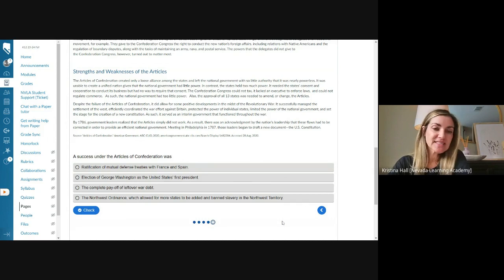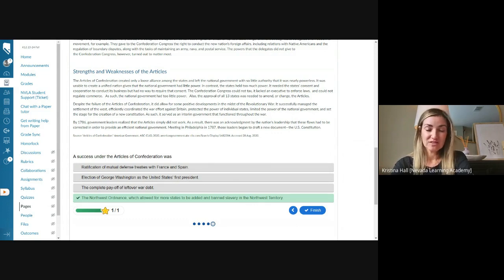And then a success under the Articles of Confederation was, so there wasn't a total fail, the Northwest Ordinance, which allowed for more states to be added and banned slavery in the Northwest Territory. So from the beginning, slavery was a debated topic, that, again, not all the states agreed on. Northern states who were less dependent on slavery were quicker to condemn it, therefore outlaw it. The southern states where the plantations were very common, so the economy was wrapped up more in slavery, there was a lot more resistance.